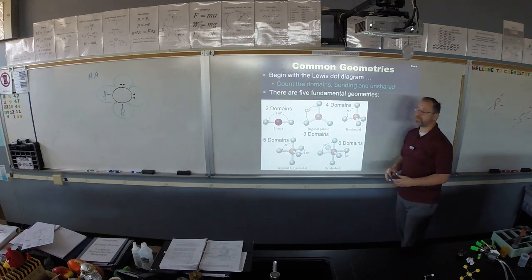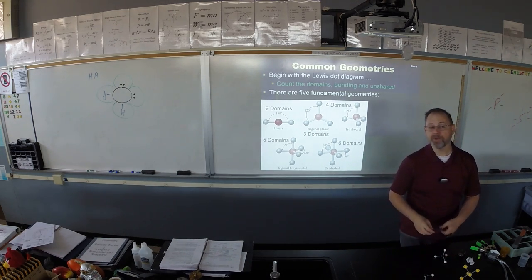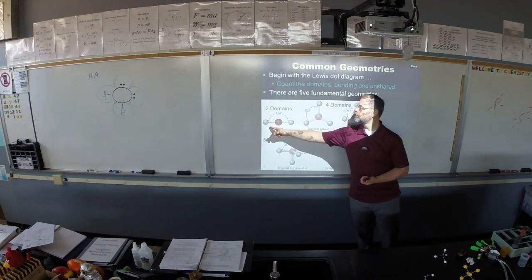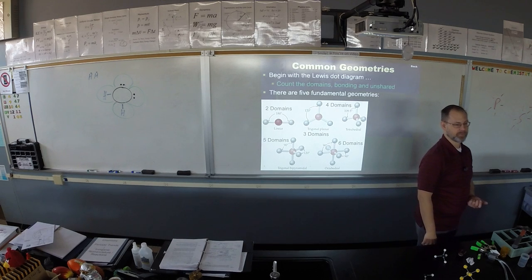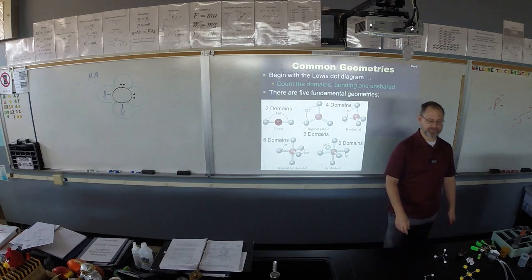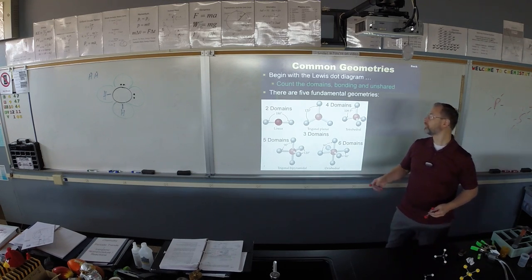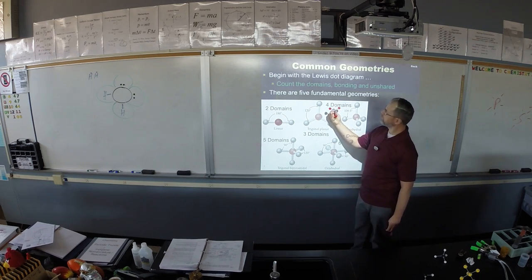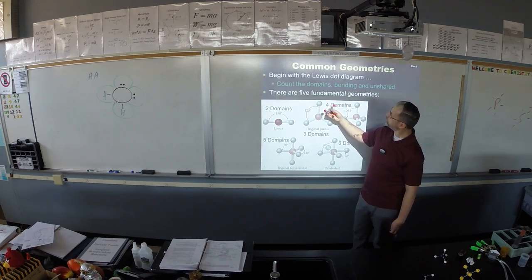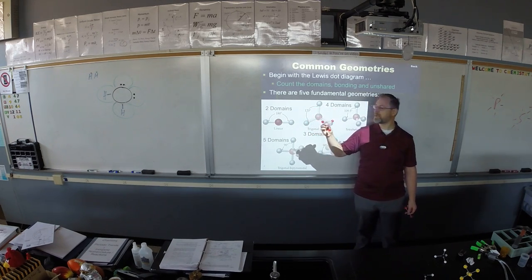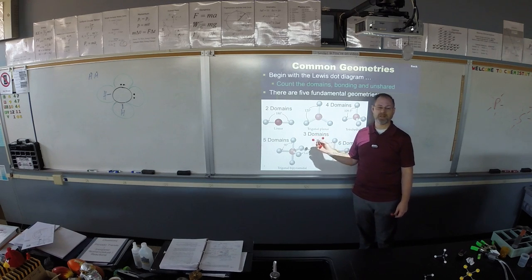Now these are the 5 fundamental domains. If you have 2 domains attached to a central atom, you get a linear configuration. If you have 3 domains connected to a central atom, you get a triangle in a plane, like the Mercedes symbol, where they want to get as far away from each other as possible, so they'll orient themselves at 120 degrees in a plane. It's called trigonal planar. That's the adjective of triangle in a plane.